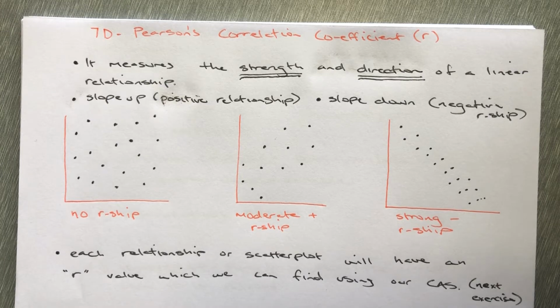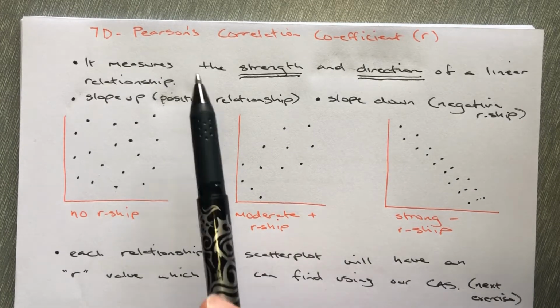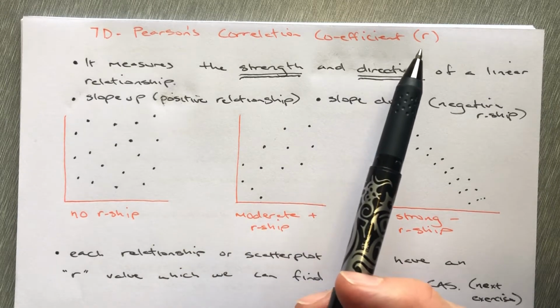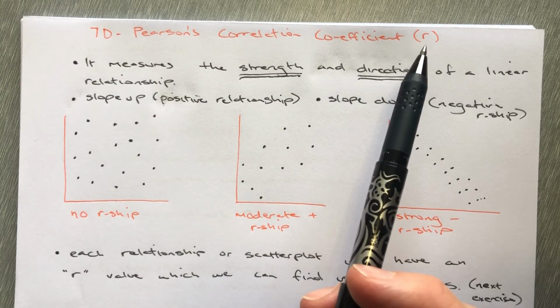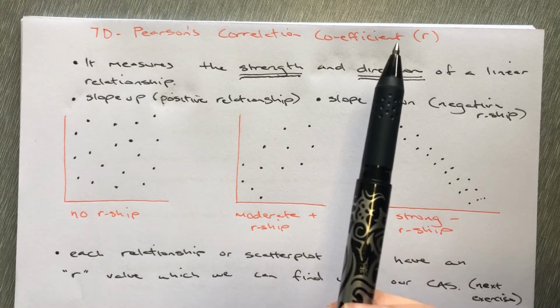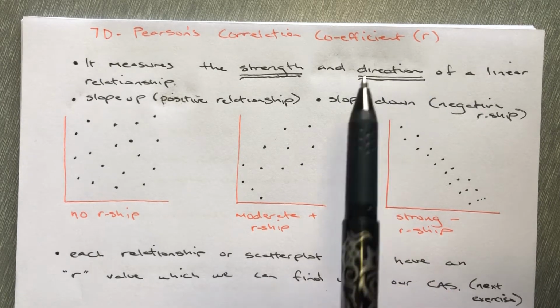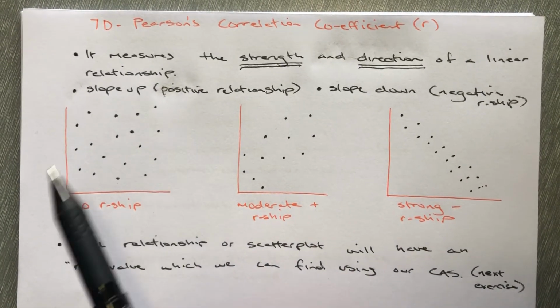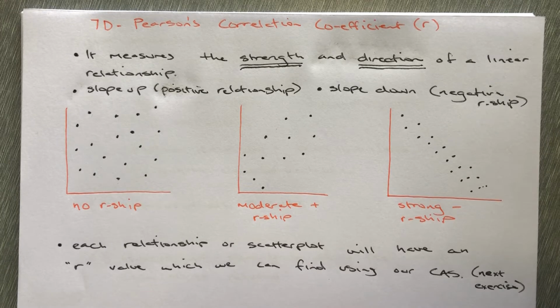There's a few more things as well, but today we're going to be focusing on 7D, which is Pearson's correlation coefficient, which is represented by just the letter R. In today's exercise, you're basically going to be interpreting what different values of R actually mean. So if we look at a couple of dot points up the top here, the R value measures the strength and direction of any linear relationship.